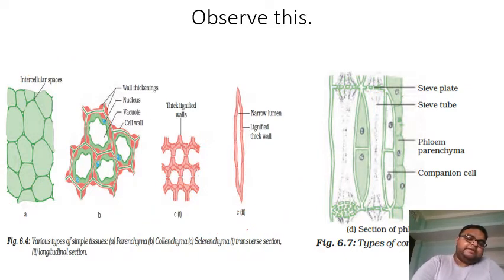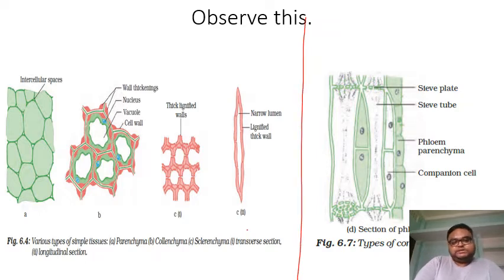Okay, and why do we call them simple permanent tissues, students? Yes, why do we call them simple permanent tissues? I told you that we call them simple permanent tissues because they are made up of just one type of cell, right, students? Okay, very good.